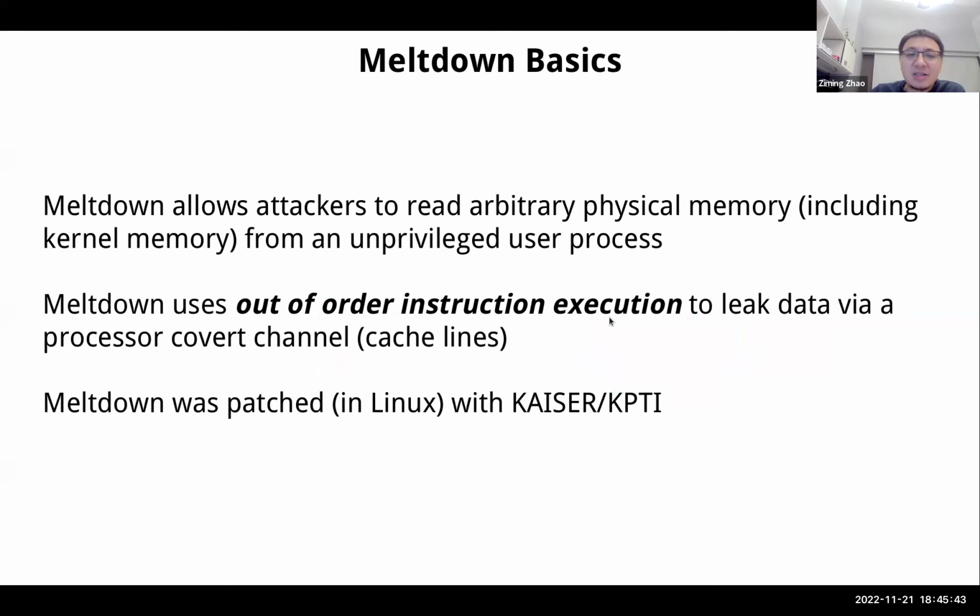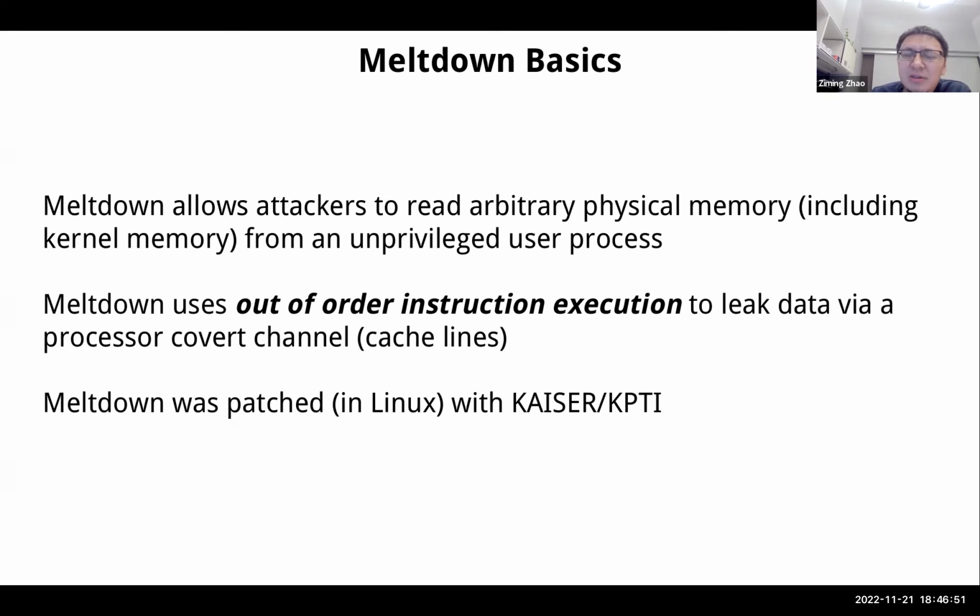Meltdown allows attackers to read arbitrary physical memory, including kernel memory, from an unprivileged user process. This is very scary, right? Because for the last 40 or even 50 years, the CPU vendors have been trying to bring isolation from the user space to the kernel space. At least at the CPU level, everyone thought it was quite secure. The user space cannot get anything from the kernel space; if you want to talk to the kernel space, you have to make system calls. It turns out the CPUs we have been manufacturing for decades have a vulnerability that lets a user space program read arbitrary memory locations from the kernel space.